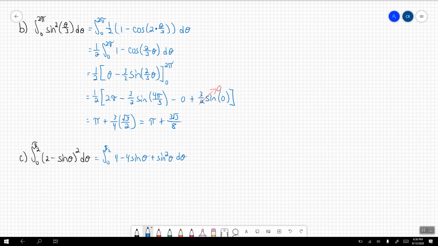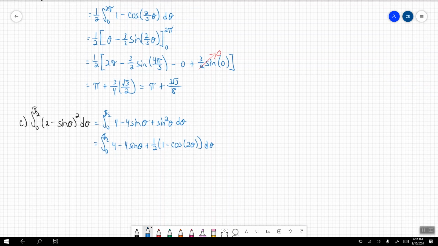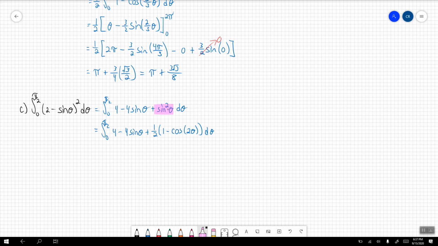Now, from here, we can do term-by-term integration. However, we have to be careful because we see a sine squared. And from that sine squared, we want to make sure that we can integrate it. So we're going to make the power reduction substitution, which will be 1/2 multiplied by 1 minus cosine of 2 theta d theta. Perfect. So again, this substitution for sine squared was this power reduction. Everything else stayed the same.